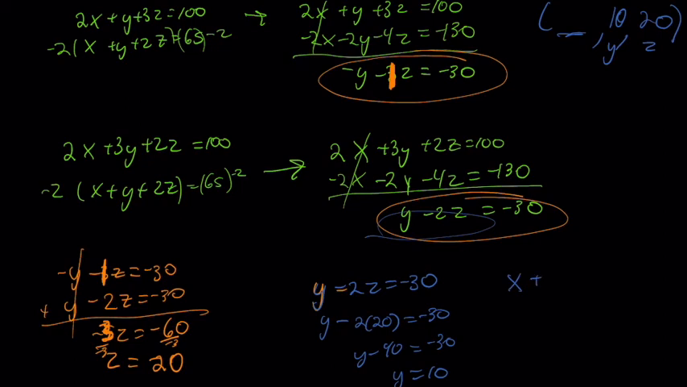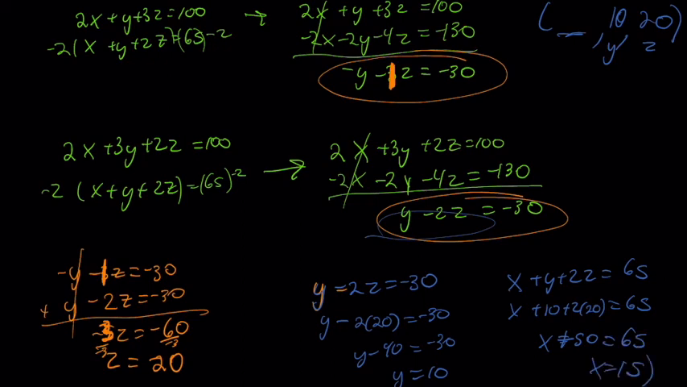So let's take x plus y plus 2z equals 65. I have x plus 10 plus 2 times 20 is 65. So I have x plus 50 equals 65. I find that x equals 15. So I can make 15 of the model X TV, 10 of the model Y TV, and 20 of the model Z TV.